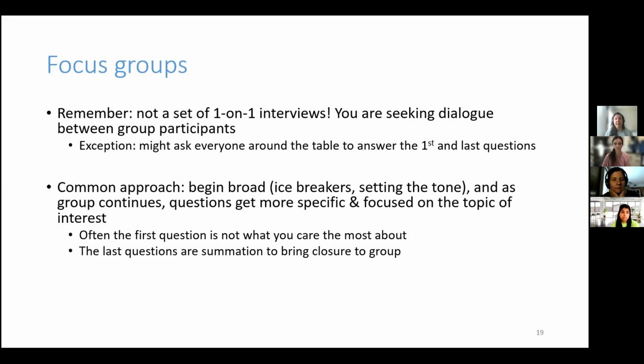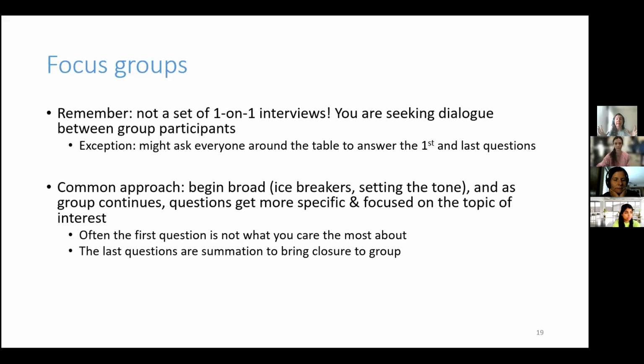A really common rhythm for a focus group is that you start really broad, and these are like icebreaker questions that set the tone for the conversation. In my experience, these are actually kind of like junk data usually, because it's so broad. It doesn't really have to do with your research question. It's just getting everyone comfortable dialoguing and setting ground rules for what you're going to talk about.